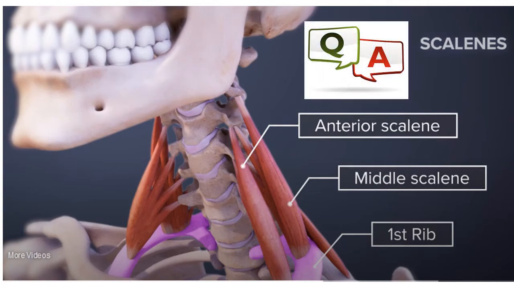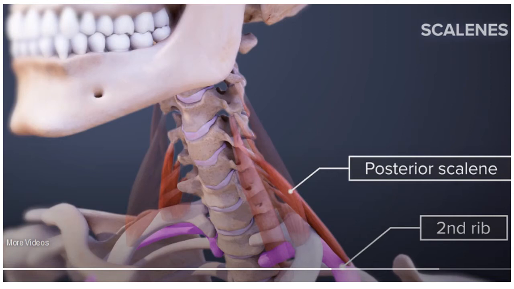Let's ask few questions and try to answer them. What is this muscle? This is the anterior scalene. And what is this just posterior to it? It is the middle scalene. Both of them are attached to the first rib. And what is this? This is the first rib holding the anterior and middle scalene muscle. Now we know where we are, what is the region.